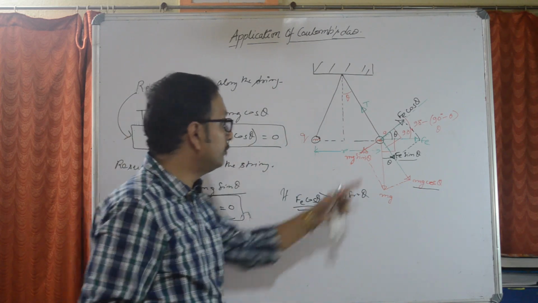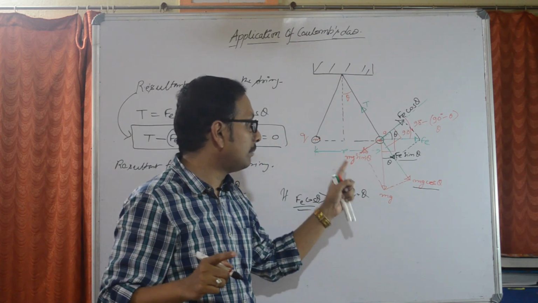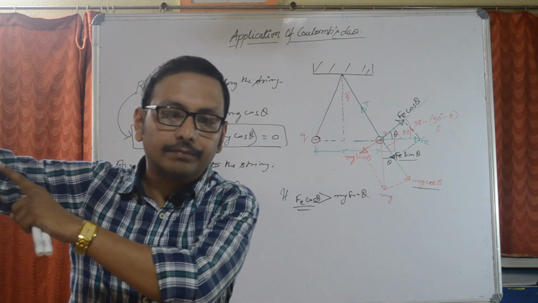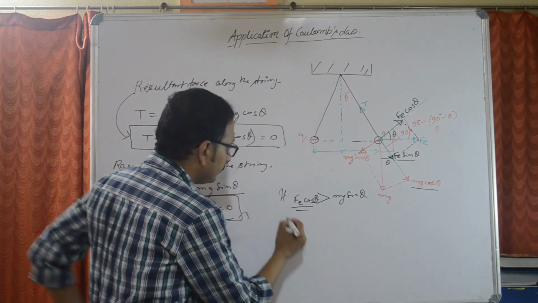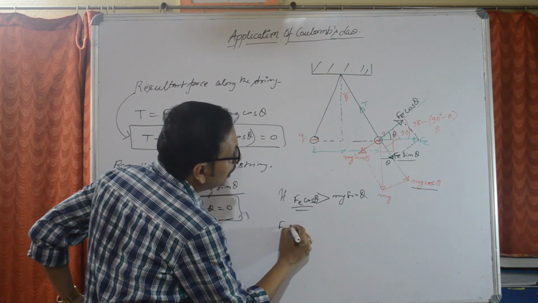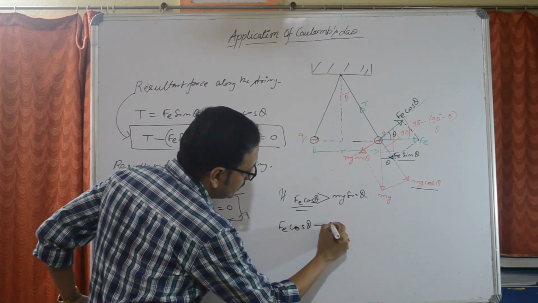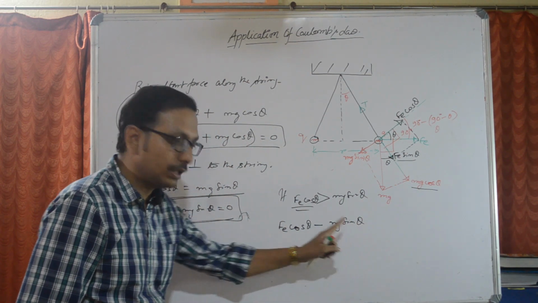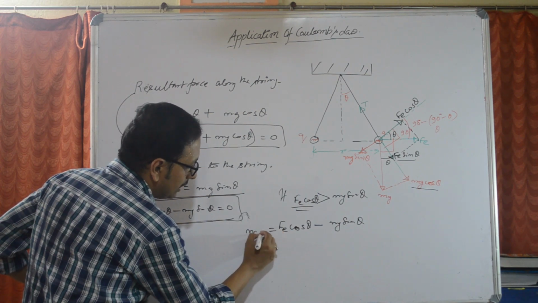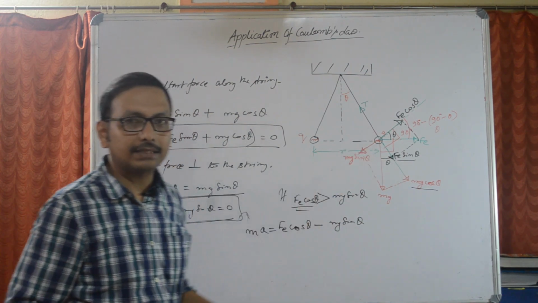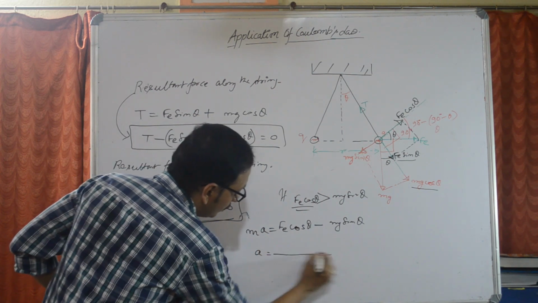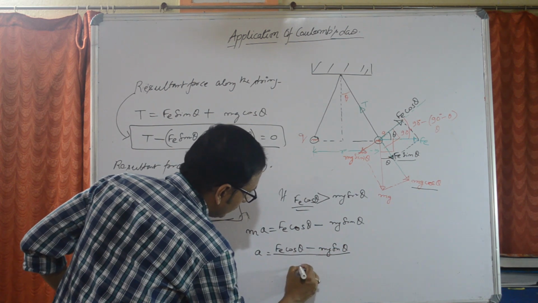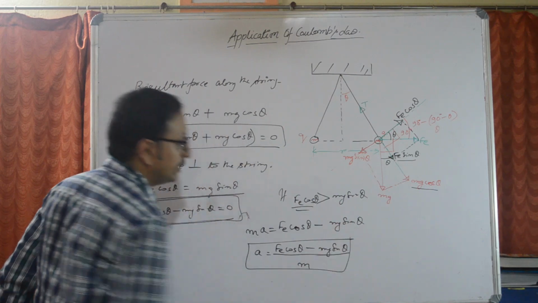And it is moving away against what force? There is also a force over here, you need to understand. Mg sin theta is always acting over there. So Fe cos theta is overcoming mg sin theta, and it is trying to move away. Then we can write Fe cos theta minus mg sin theta. This is the resultant force. I can write this resultant force as mass into acceleration, the mass of this charged particle times the acceleration. Simple, na? Then a equals Fe cos theta minus mg sin theta by mass. So this is your acceleration.